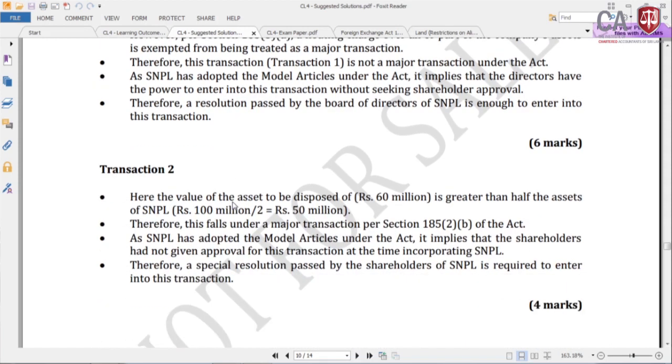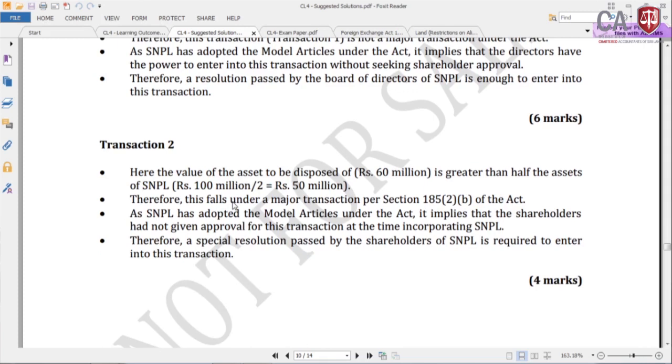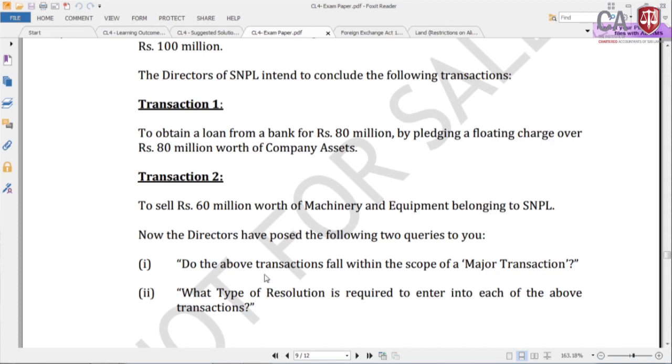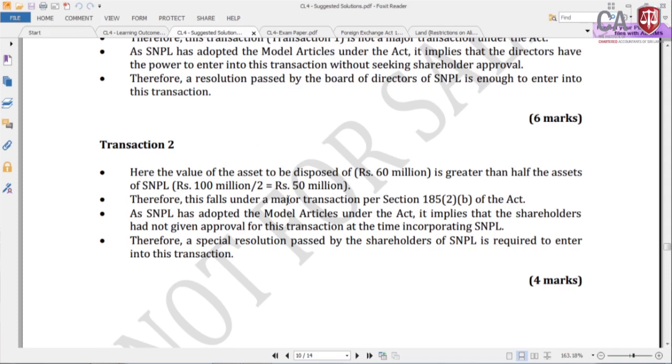Now, if you look at transaction 2, that is the answer for the question: do the above transactions fall within the major transaction? So, the second one is to see whether transaction 2 is a major transaction. Here the value of the assets to be disposed is 60 million, which is greater than half of the assets of SNPL, which is 100 million. Therefore, this falls under a major transaction per section 185.2b of the Act.